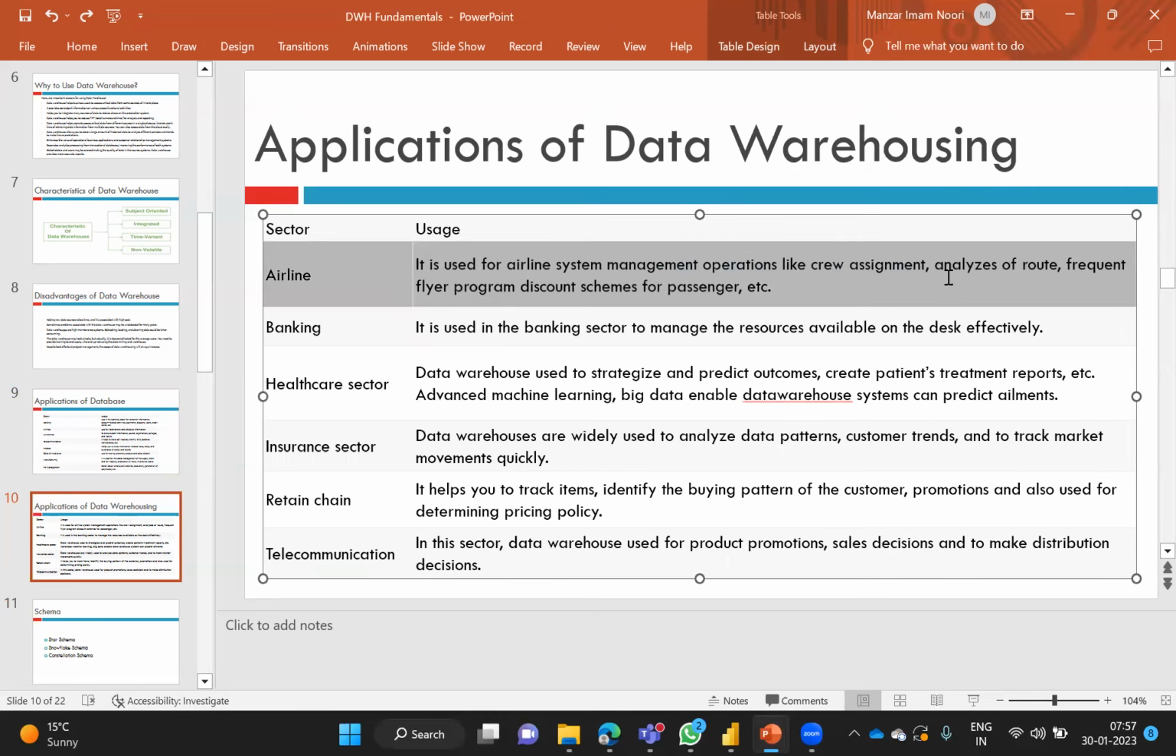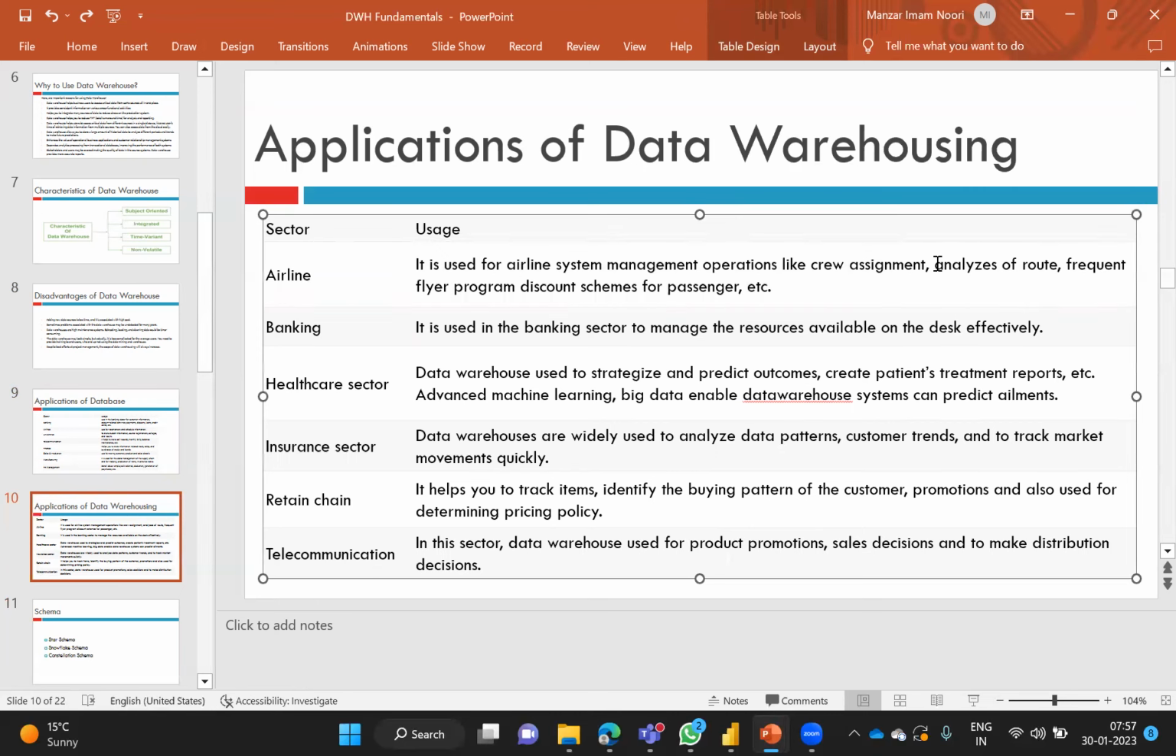So analyzing routes, and what does that mean? You are analyzing different routes based on the cost, like how much fuel it will cost you when you are taking this route or that route, and how much time it is taking to reach the other place, right? And how many passengers are onboarding on that route. So there are so many things involved.